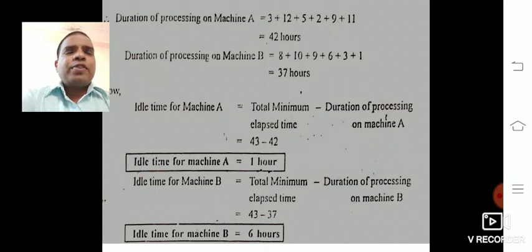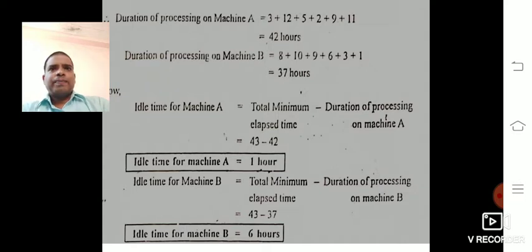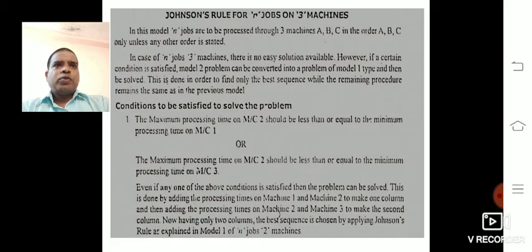Okay, this is for n jobs and 2 machines. This is the Johnson rule that you are going to apply for n number of jobs and 2 machines. Now comes the second category, that is Johnson rule for n jobs and 3 machines. The same procedure we need to follow, but here we have 2 conditions. What are those 2 conditions?